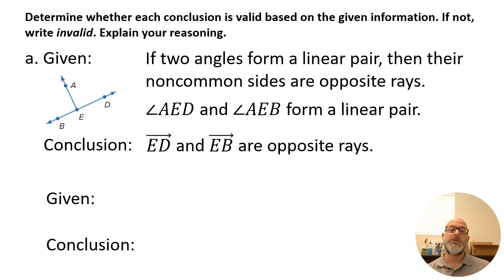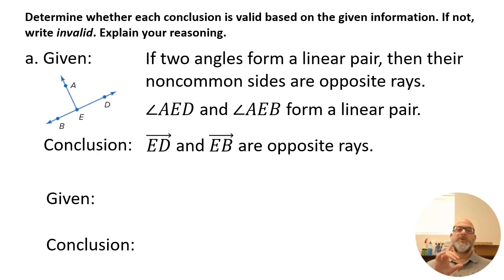Determine whether each conclusion is valid based on the given information. If not, write invalid. Explain your reasoning. If two angles form a linear pair, then their non-common sides are opposite rays. Angle AED and angle AEB form a linear pair. Conclusion: ray ED and ray EB are opposite rays.